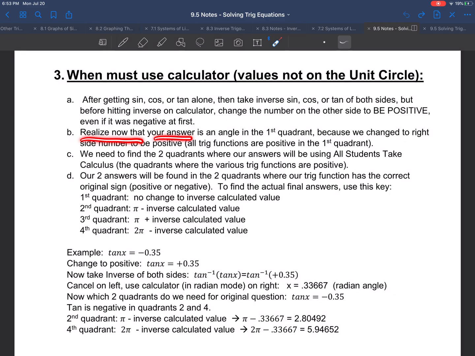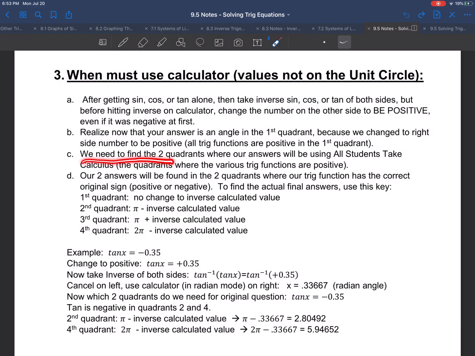Realize now that your answer is an angle in the first quadrant. Why? Because we changed the right side number to be positive. All trig functions are positive in the first quadrant. That's right. All students take calculus. They're all positive in the first. So when we made it positive, that forced it to be in the first quadrant. Okay. Is that the end of the world? Yeah, it's not what we're going to use it, but it's not our final answer yet.